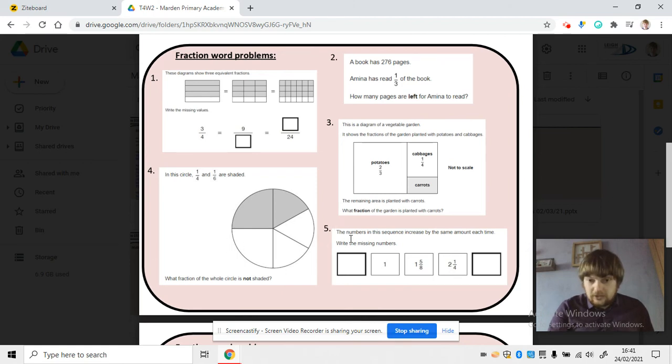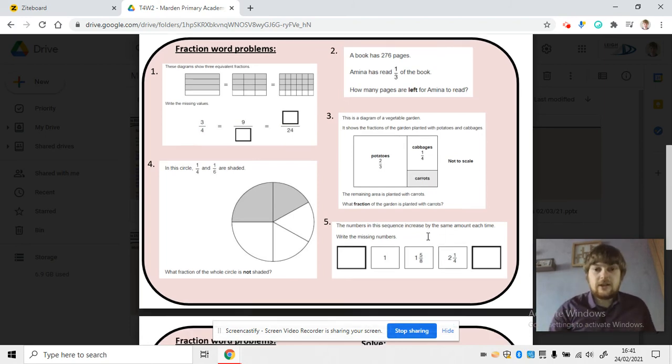And then number 5, the numbers in this sequence increase by the same amount each time. Write the missing numbers. So if you remember when we've done this before, we need to find the missing difference here. So you have to go from 1 to 1 5/8, and 1 5/8 to 1 1/4, going up in the same steps each time. Use that knowledge to help you on those.